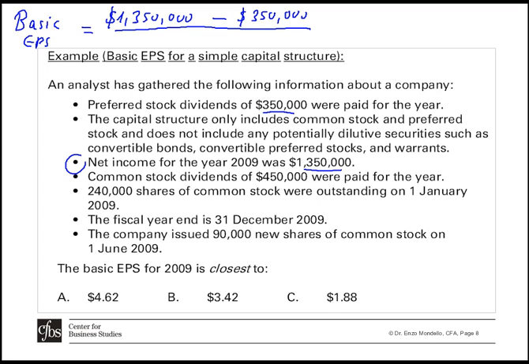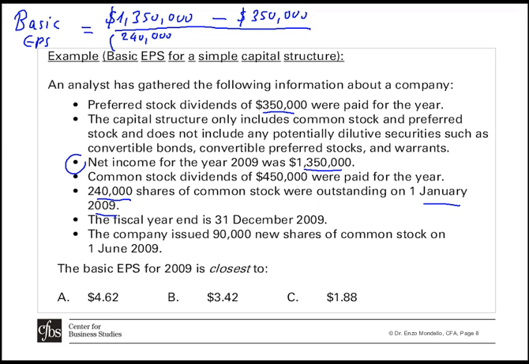And this income available to common shareholders must be divided by the weighted average number of common shares outstanding. That's calculated as follows. For the weighted average number of common shares outstanding, or the denominator of the basic EPS equation, we have to take the common shares outstanding on 1st of January 2009. We have 240,000 common shares outstanding. So I take 240,000 common shares outstanding on 1st of January.